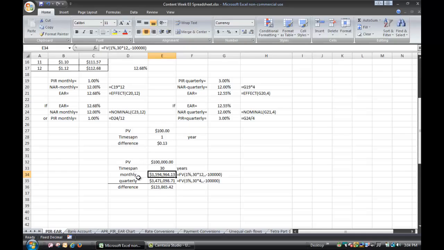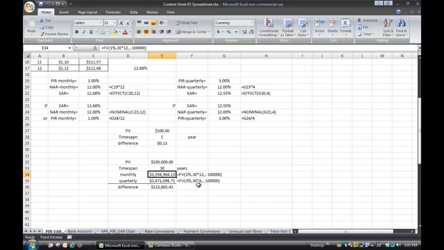If it was monthly compounding, here's the 1% periodic rate in the future value function, 360 months, 30 times 12, and no payment, and so we have 100,000 that we've deposited in the account originally, and it comes out to be worth $3,594,964 and some cents.